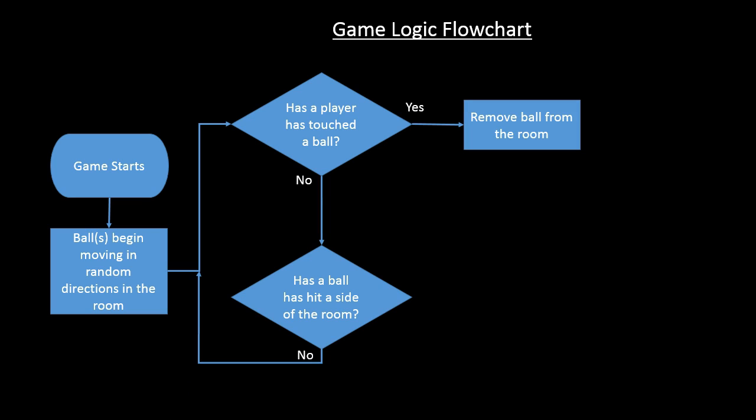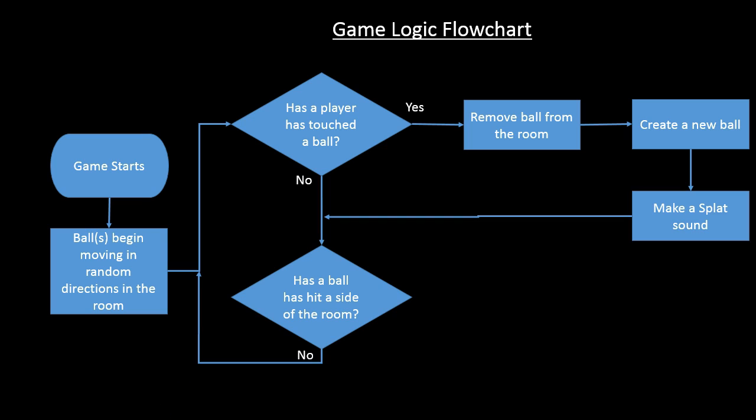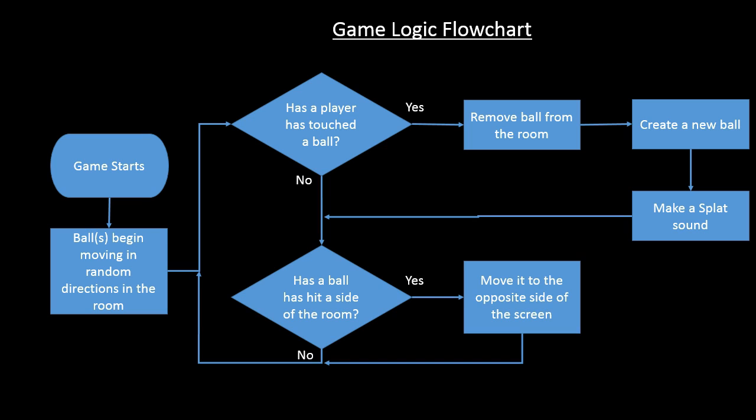If the player has touched a ball, then we're going to remove the ball from the room. Next, we have to create a new ball on the screen. And then we need to make a splat sound. And you'll notice that this will go back into the flowchart, back to has a ball hit the side of the room. So now if a ball hits the side of the room, we need to move the ball to the opposite side of the screen. And after this, we'll move back into the game loop.